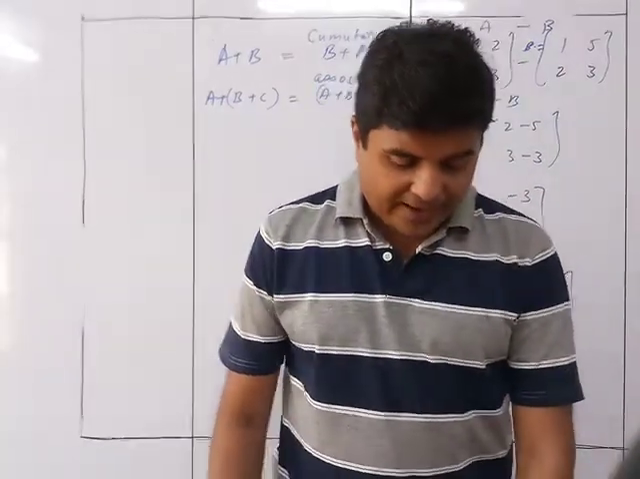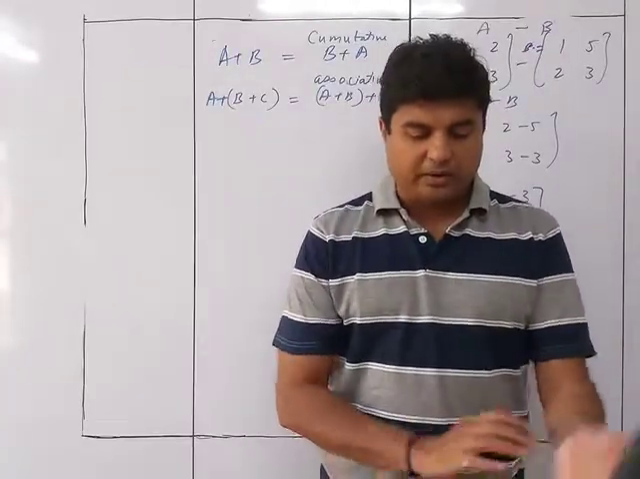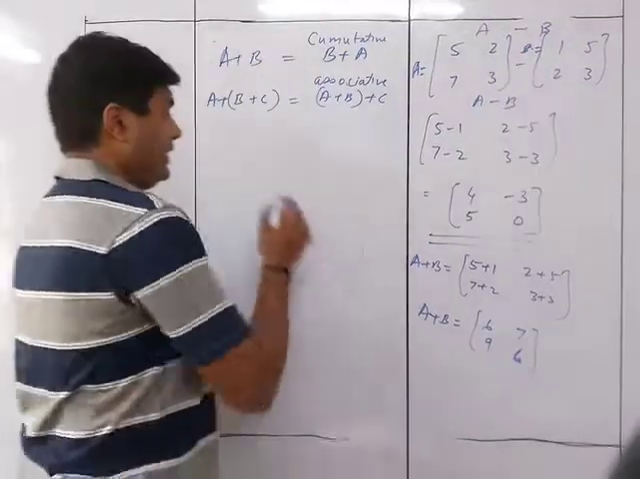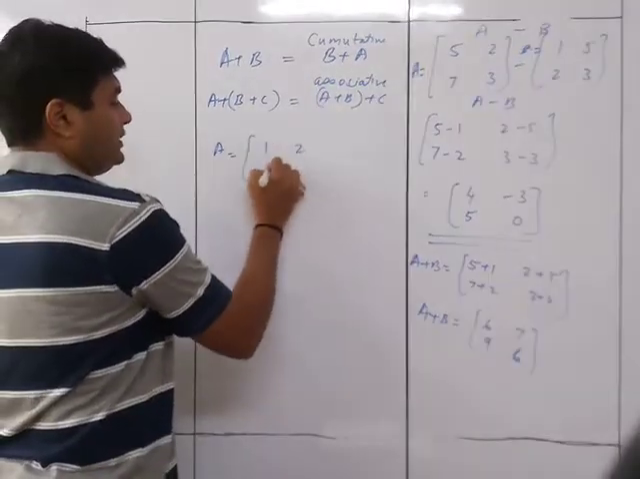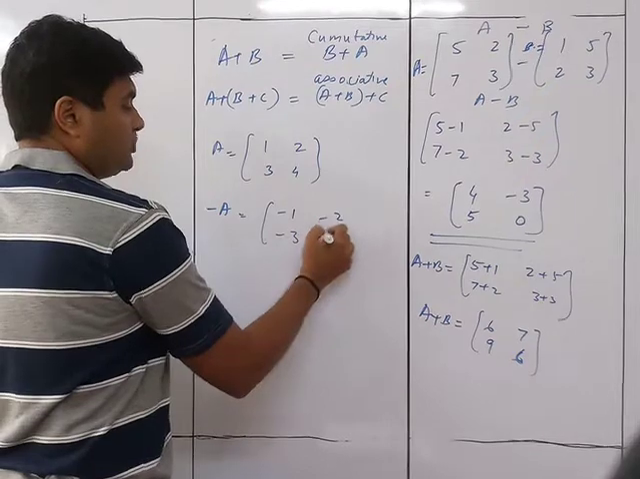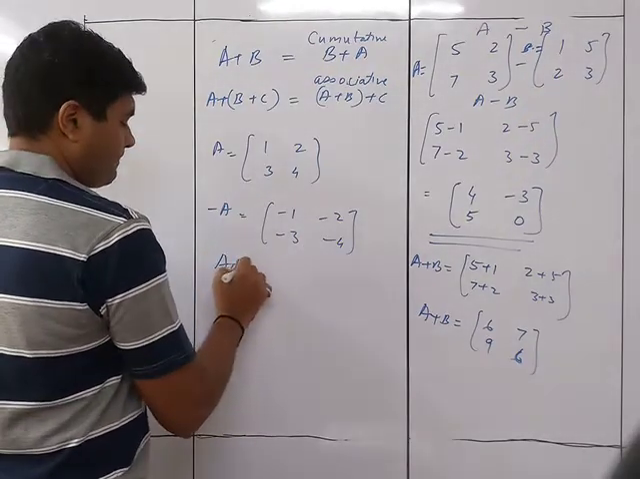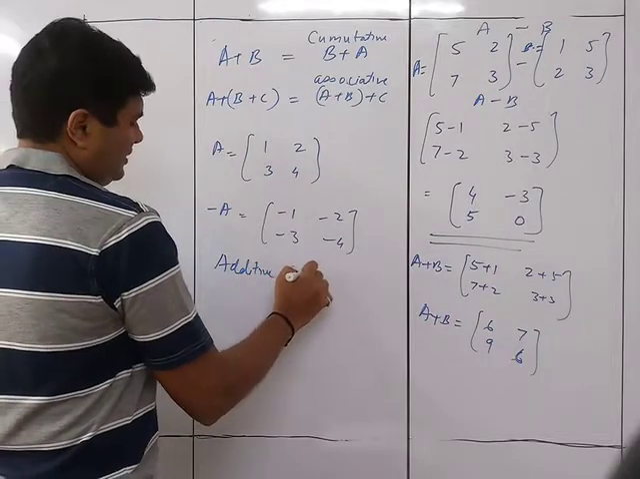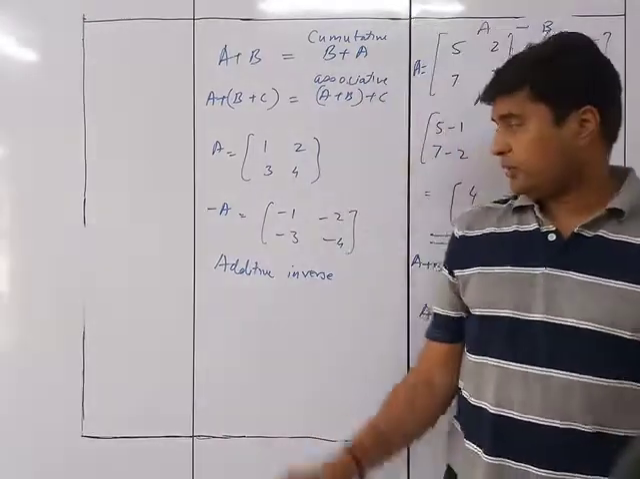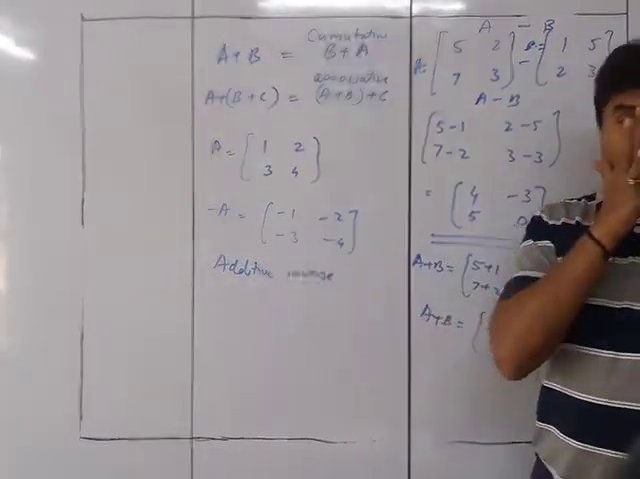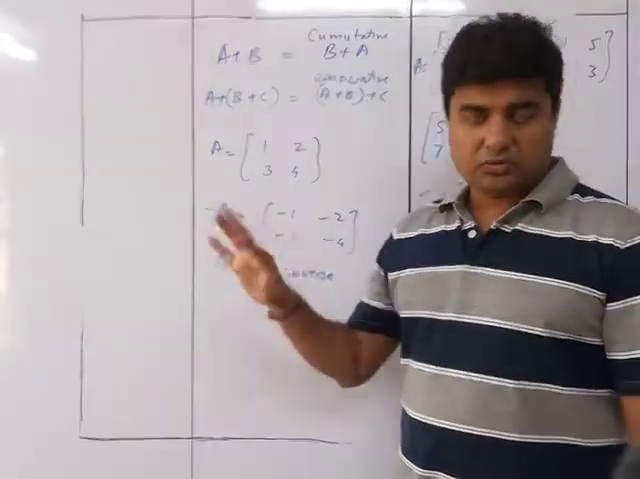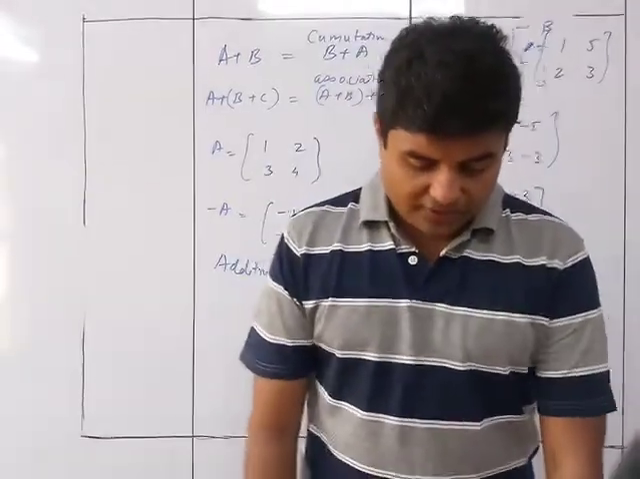And also we know the additive inverse. The additive inverse will be, of course, A and minus A. So if A is equal to 1, 2, 3, 4, then the additive inverse, that is minus A, will be equal to minus 1, minus 3, minus 2, minus 4. This is the additive inverse. If A is something, then minus A will be just all the values in negative form. If a value would have been minus, it would have become plus. So it's just the additive inverse of A and A.